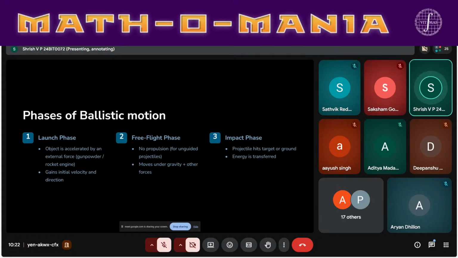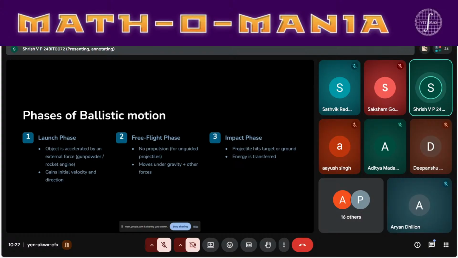The first one is the launch phase. This is where everything begins. In this phase, an external force acts on the object. For example, in a gun, the expanding gases push the bullet. In a rocket, engines provide thrust. In artillery, explosive force accelerates the shell. This phase is all about giving the projectile its initial velocity and direction. And this is extremely important because once the projectile leaves this phase, you cannot change its motion easily unless it is a guided system.